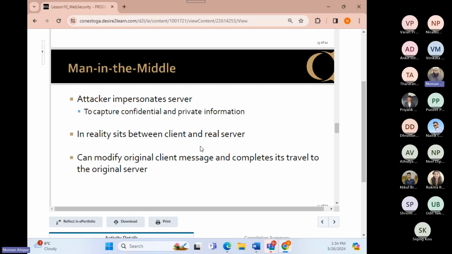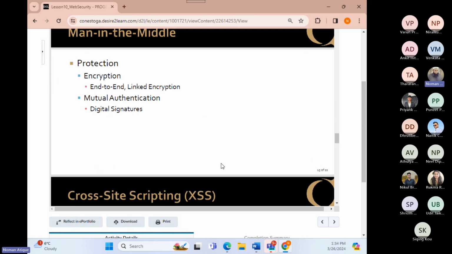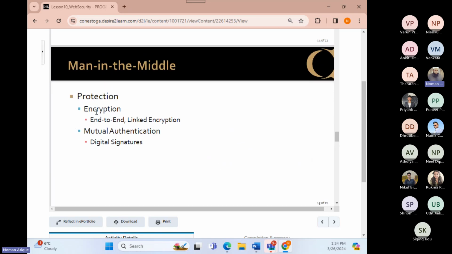Scary, isn't it? Because a person who can change your message may manipulate it before it reaches the server. Your message may reach the original server after it has been manipulated big time or something like that. So protection for that one. Protection is encryption, end-to-end and link encryption. So end-to-end encryption is the protection.